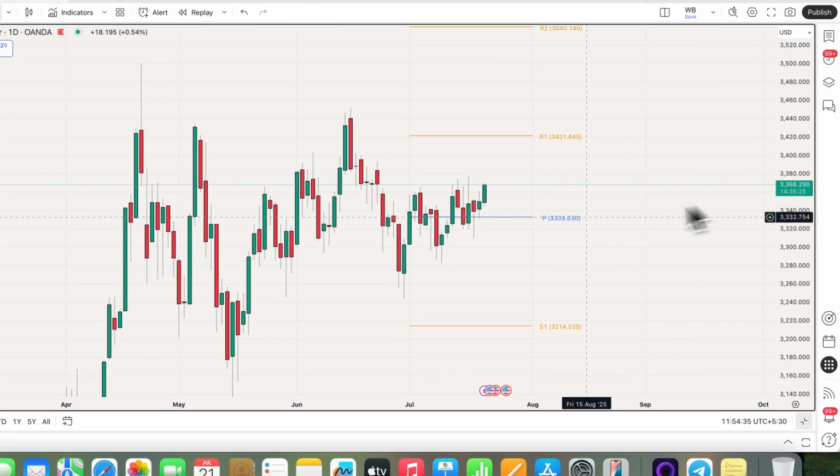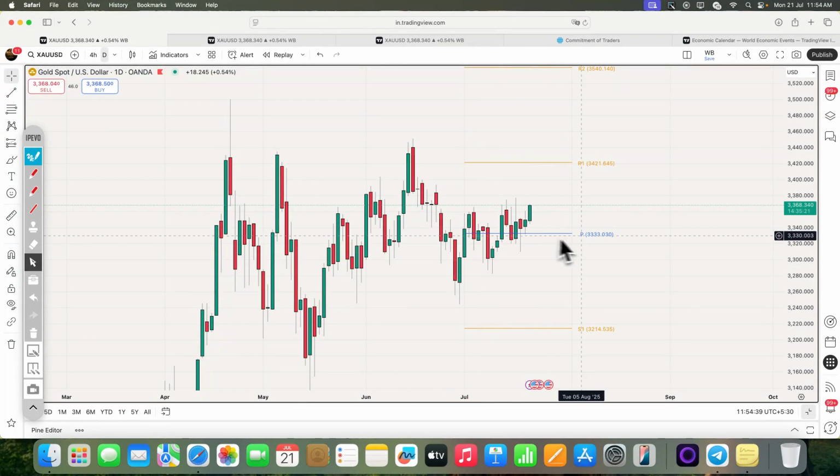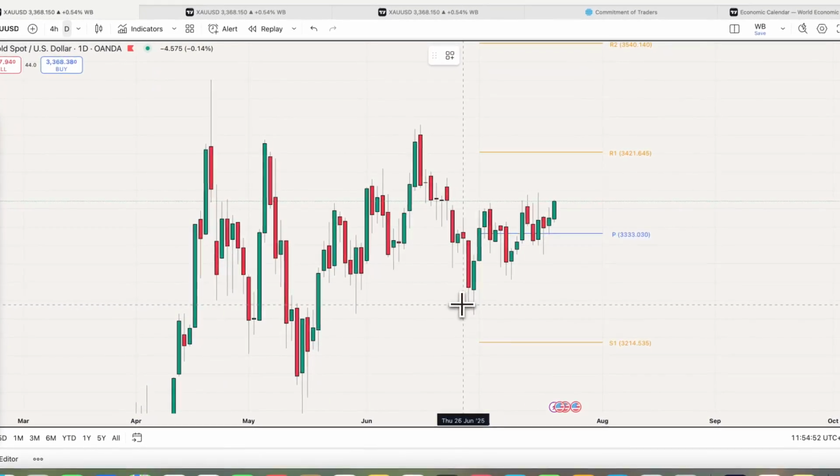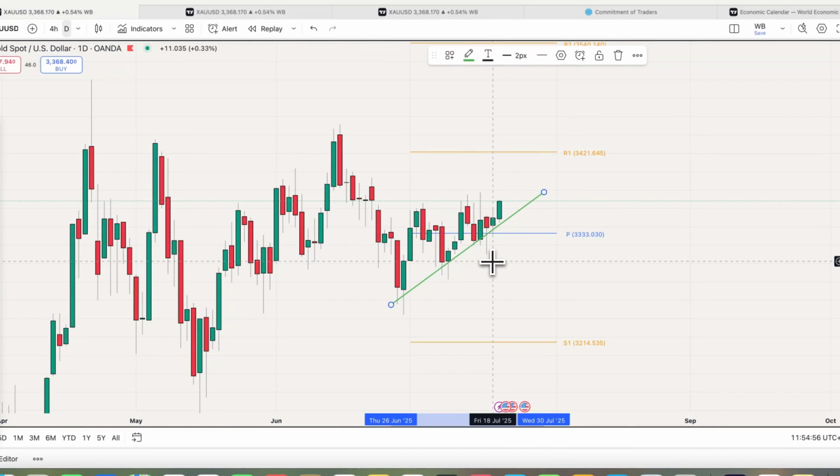On the daily time frame, we can see the current price action candle is clearly trading above the monthly pivot, which is 3333, and it is comfortably sustaining above this level, which is a very good sign. And on price action, this trend line is currently a good support.